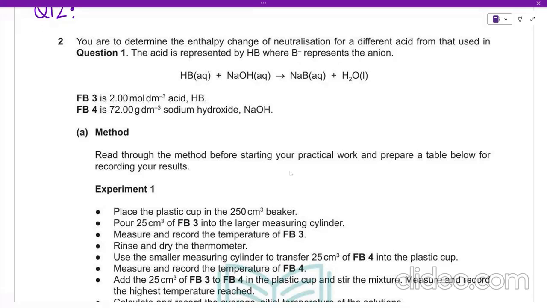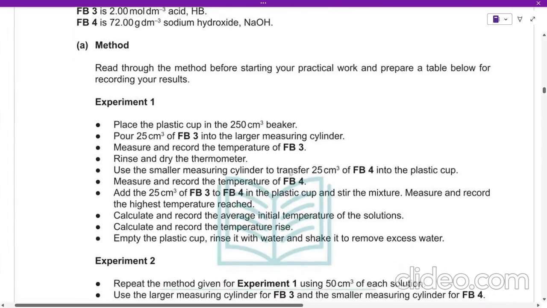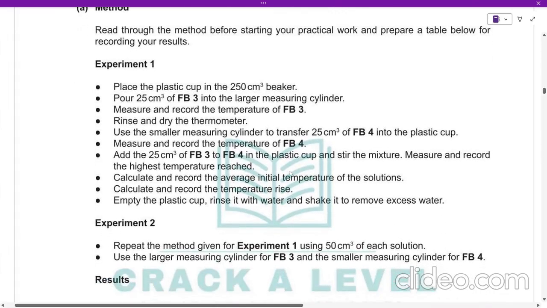Read through the method before starting your practical work and prepare a table to show your recorded results. Experiment 1 says place the plastic cup in a 250 cm cube beaker, pour 25 cm cube of FB3, which was the NaOH actually, into the large measuring cylinder. Measure and record the temperature of FB3. Rinse and dry the thermometer. Use the smaller measuring cylinder to transfer 25 cm cube of FB4 into the plastic cup. Measure and record the temperature of FB4. Add 25 cm cube of FB3 to FB4 in the plastic cup and stir the mixture. Measure and record the highest temperature reached.